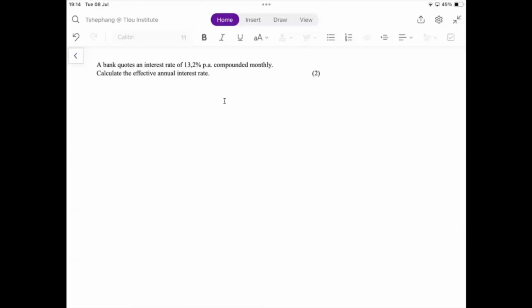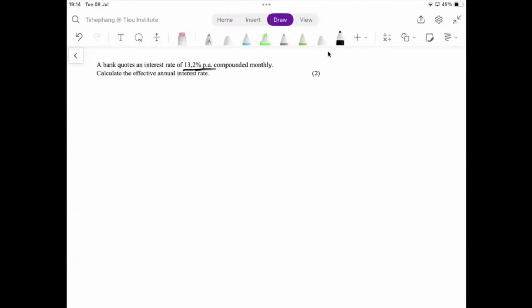A bank quotes an interest rate of 13.2% per annum compounded monthly. Calculate the effective annual interest rate. Right, so what do we know about this one? This is the nominal. Are we together there?